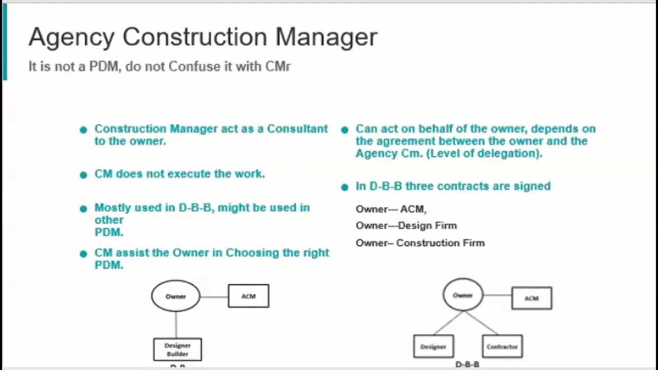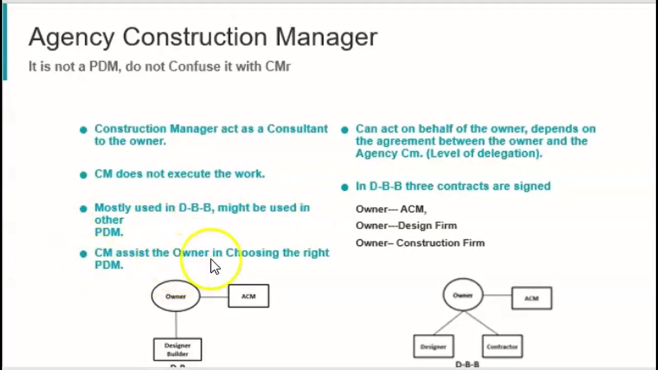What's the ACM? The Construction Manager acts as a consultant to the owner. So it's like an agency to the owner. The CM does not execute the work. He supervises it, sometimes. Mostly used in DBB, which is the design, bid, and build. Also might be used in other project delivery methods.